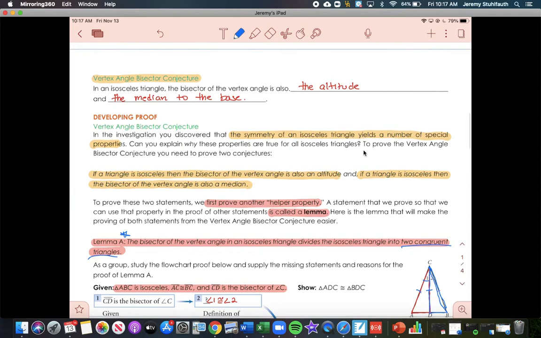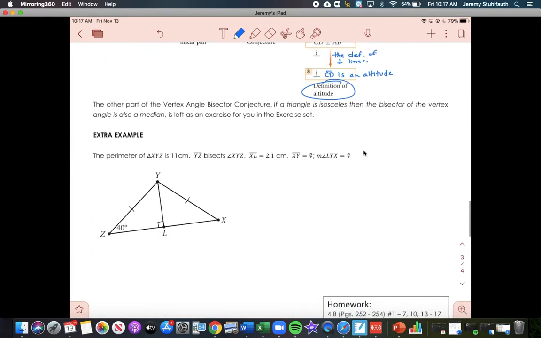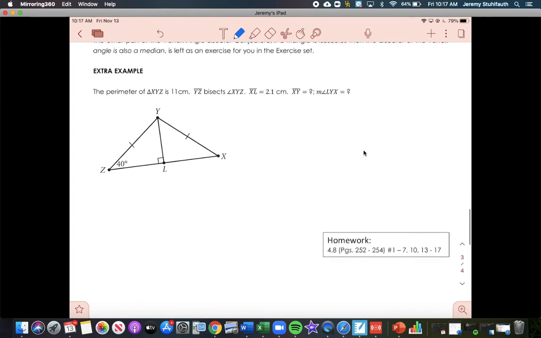Now, we have proven the first part of that statement. We proved that in an isosceles triangle, the bisector of the vertex angle is also the altitude. You're going to prove the second part in one of your homework problems using a flowchart. Now, let's look at one other example.